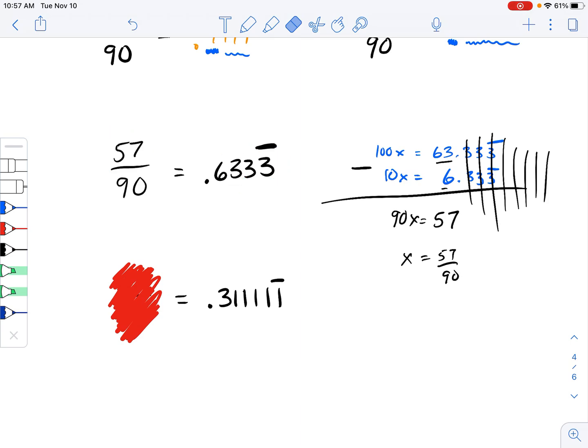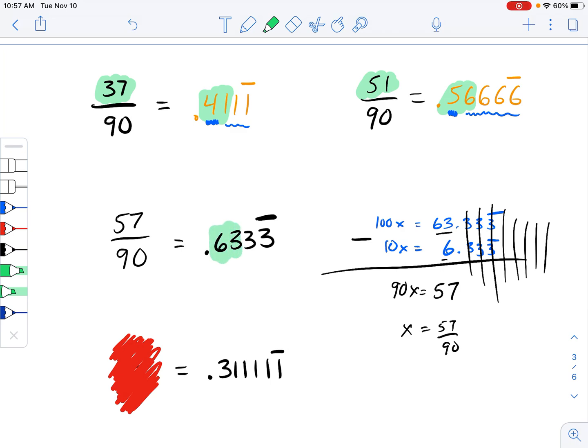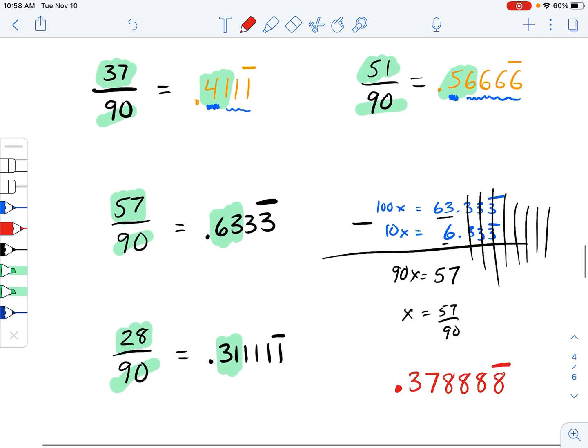Now there's a trick, and I hope you guys will spend some time looking at 41. How does that become a 37? How does 56 become 51? How does 63 become 57? How does 31 become 28? Yes, 28. And notice all of these are over 90, which would be different. What is 0.3788888 repeating? That would not be over 90. That would be something different. And I'll let you explore that on your own.